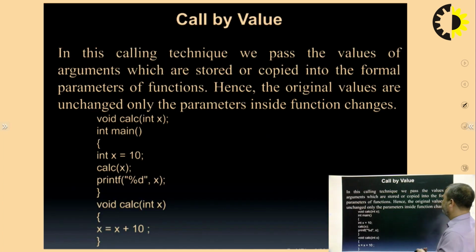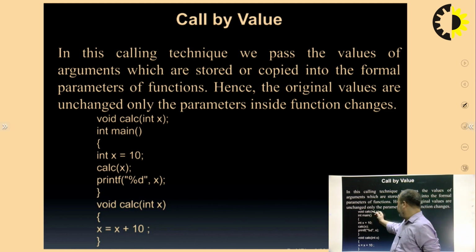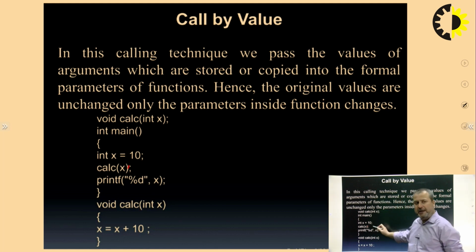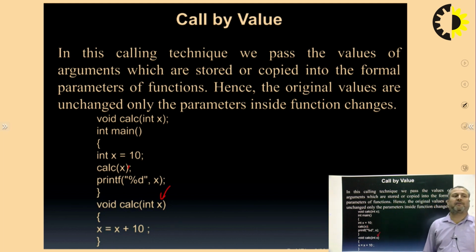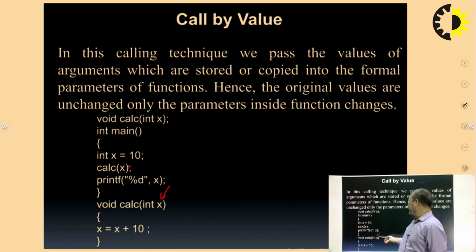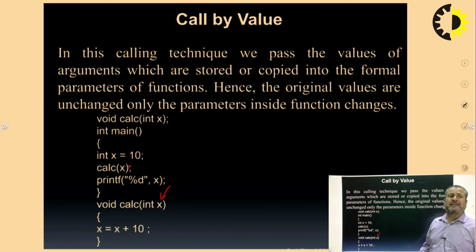For example, here suppose there is another function, calc. We have passed x here. This is called call by value, because we have simply passed the value. So here we have passed 10. This x is called the actual argument. In the definition, the parameter which we are using is called the formal argument. The formal argument simply copies the value of the actual argument.